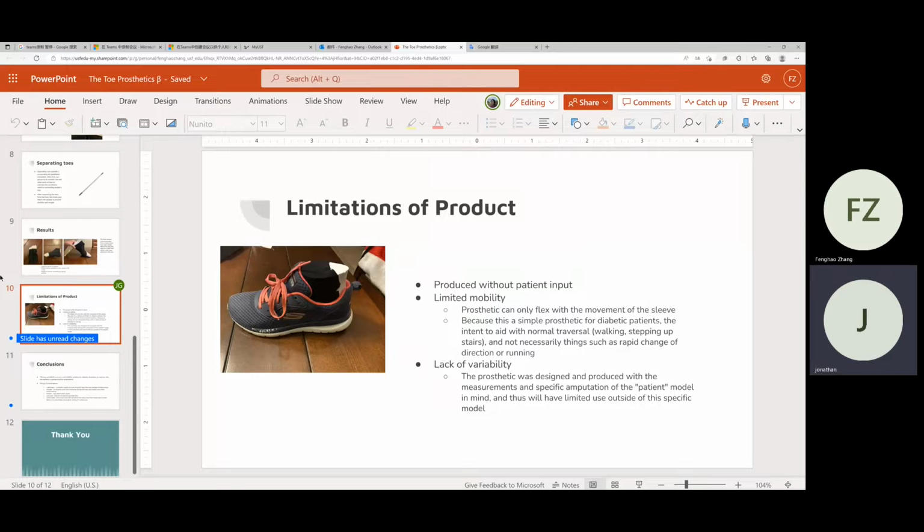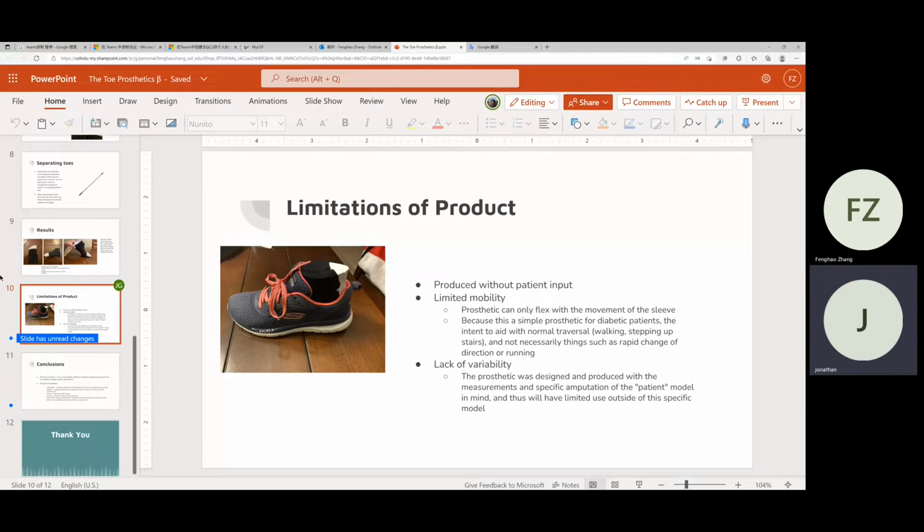And then there's also lack of variability. The prosthetic was designed and produced with the measurements and the specific amputation of the patient model in mind, that being the small size and the 5 toes that were removed. And thus it will have limited use outside of this specific model.